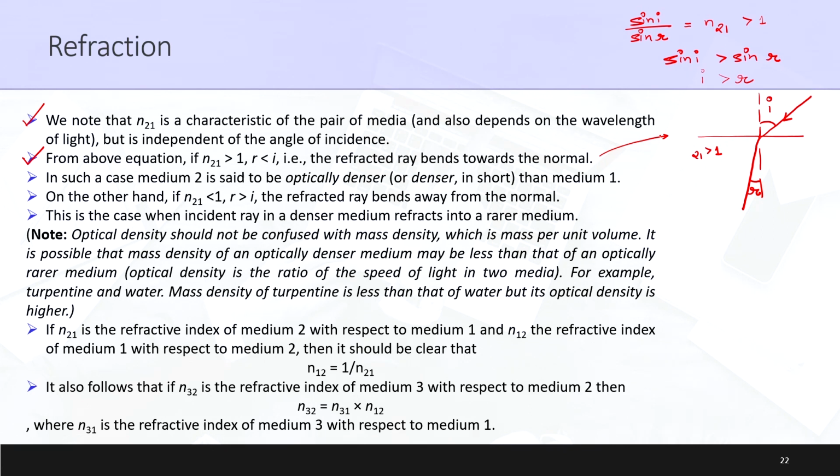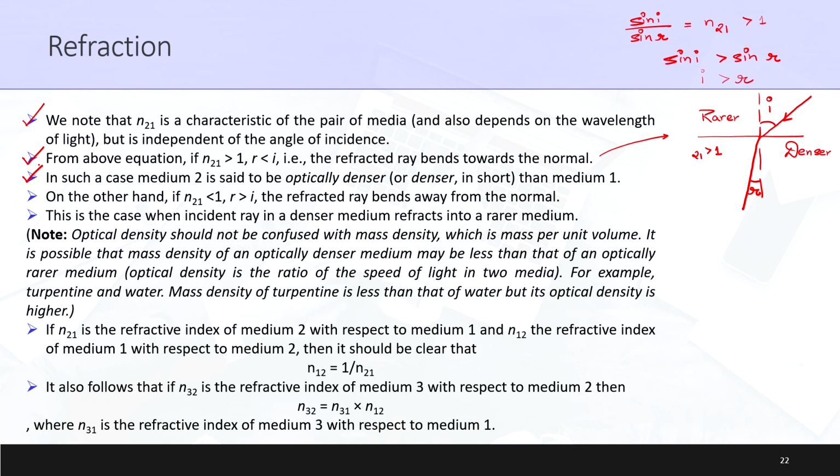The next line says that in such a case medium 2 is said to be optically denser, or denser than medium 1. That means this is denser and this is rarer, quite evident. Let us move on. This thing has also been explained.